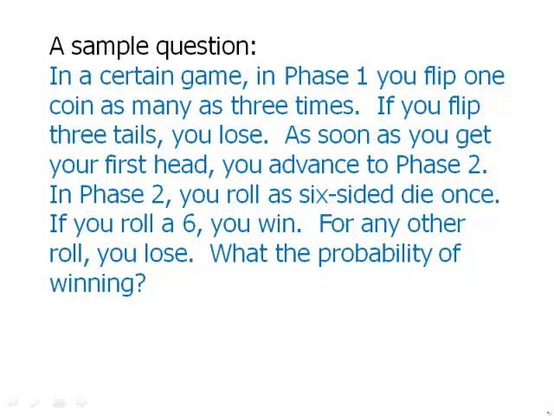You automatically lose. As soon as you get your first head in phase 1, you advance to phase 2. In phase 2, you roll a 6-sided die once. If you roll a 6, you win. For any other roll, you lose. What is the probability of winning?